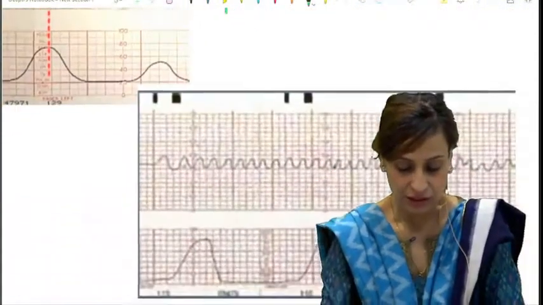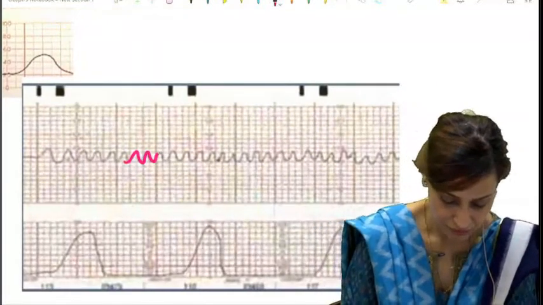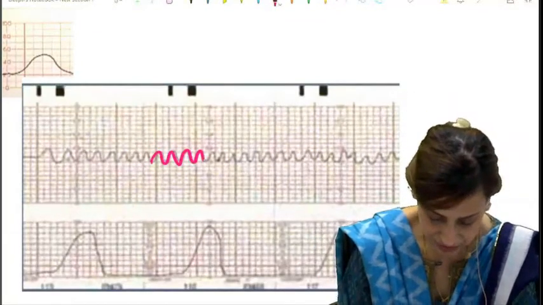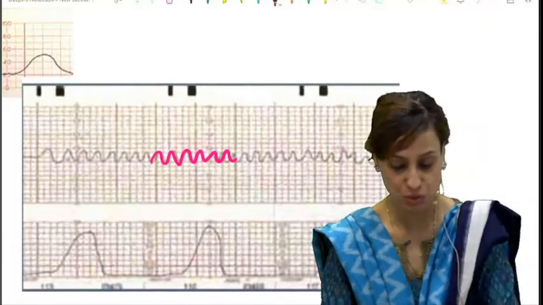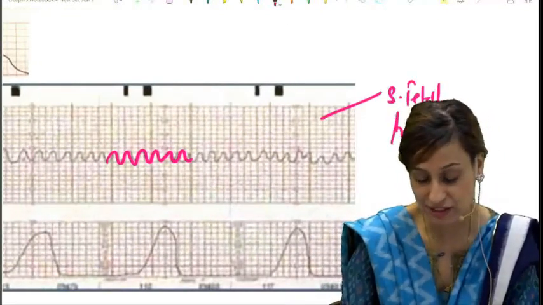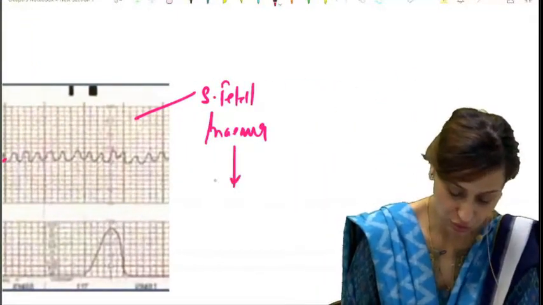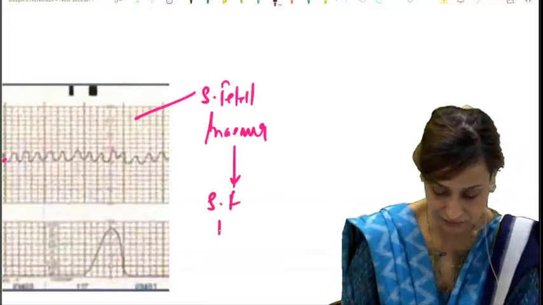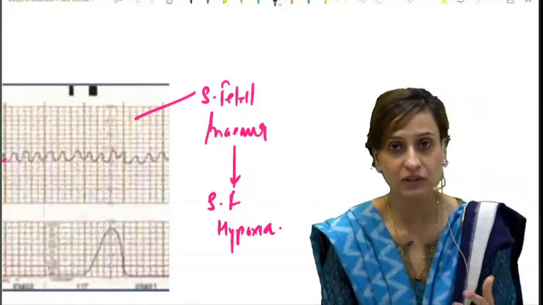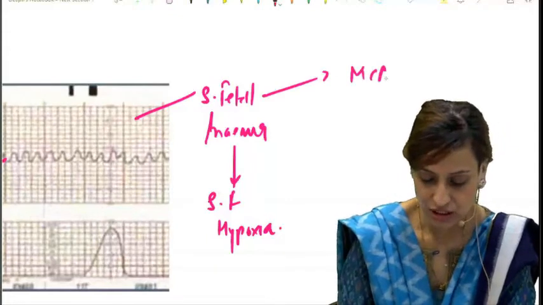A typical pattern on NST is a sinusoidal pattern or a sine wave pattern, because it simply resembles the sine wave of physics. So every wave resembles the previous wave. Remember, the cause is severe fetal anemia. That is the best answer for this. If fetal anemia is not in the answer, then you go ahead and answer it as severe fetal hypoxia, right?